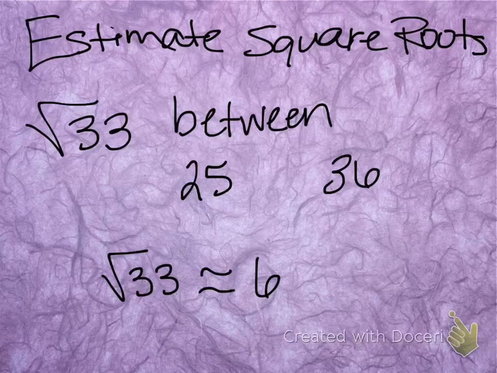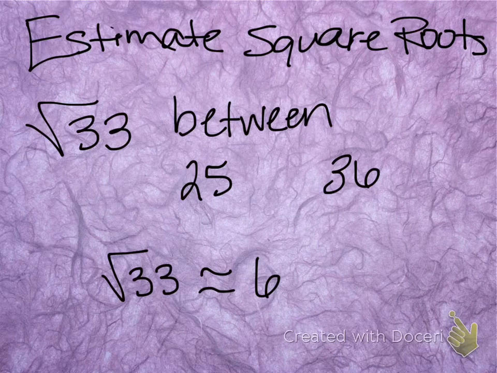When you're trying to estimate a square root, meaning you're just looking at it and trying to identify what it might be between, for example, if we have the square root of 33, we need to identify what two perfect squares the number under the radical sign is between. The number under the radical sign is 33. So what two perfect squares is 33 in between? It's between 25 and 36, because 5 times 5 is 25 and 6 times 6 is 36. There's no perfect square in between.